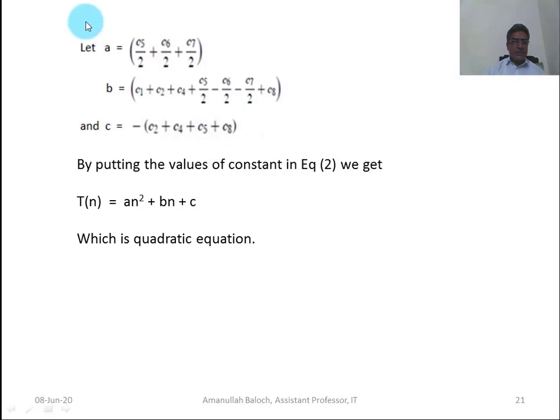Here you may see this supposition is that this constant is equal to the largest constant A, this is equal to B, this one is equal to C. So the previous equation becomes T of n is equal to A n square plus B n plus C, which is the quadratic equation of worst case analysis.